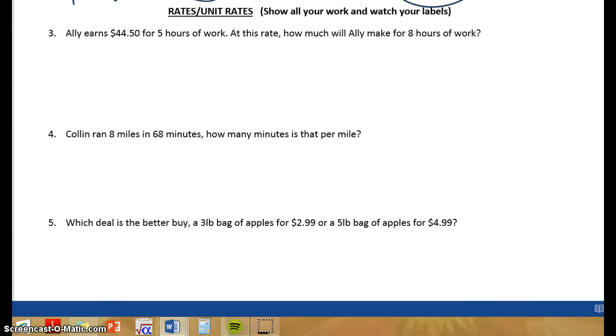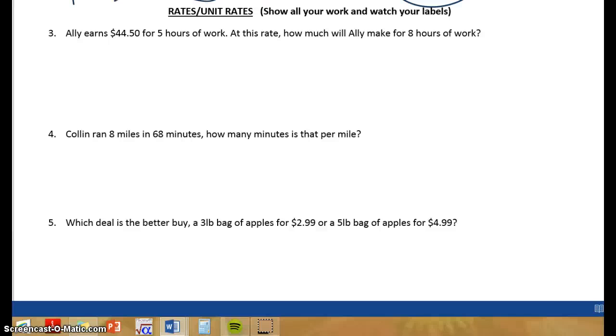Now it asks us to show all of our work and watch our labeling. That's very important here. So our first question in this section, number 3, says Allie earns $44.50 for 5 hours of work. At this rate, how much will Allie make for 8 hours of work? Now, we had questions like this on our homework, except we were given per hour, so we were already given a unit rate. In this case, we don't know per hour how much Allie is getting paid. We could take that step and find that out by dividing 44.50 by 5 to see per hour, or we could just set up a proportion, which is what I'm going to do.